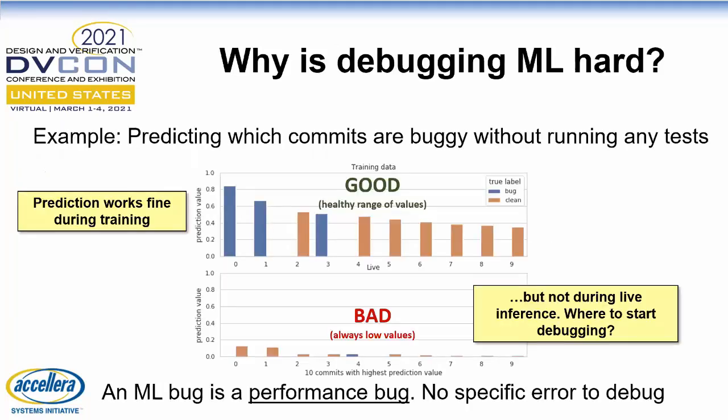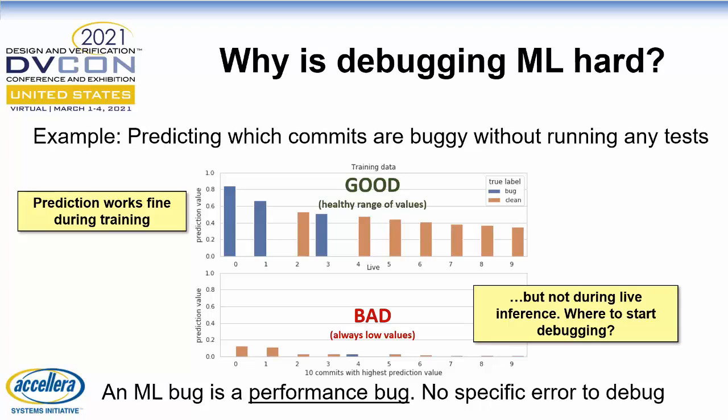So why is debugging an ML implementation any different? In the upper graph, you have a healthy range of values. However, in the below graph, during live inference, we expected to see similar prediction values. This is the distinction between conventional bugs and ML bugs. There is no direct pass or fail criteria. An ML bug is a performance bug. Well, before we delve into that, some background information on how pin-down works is in order.